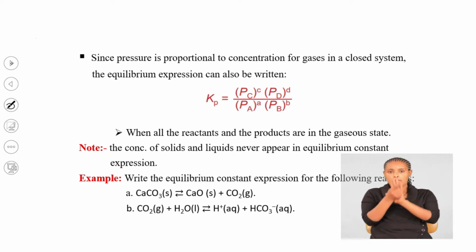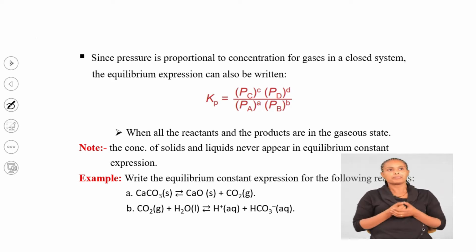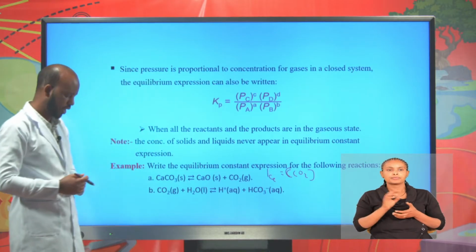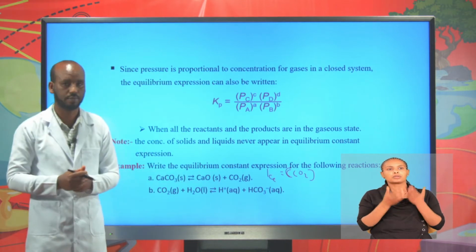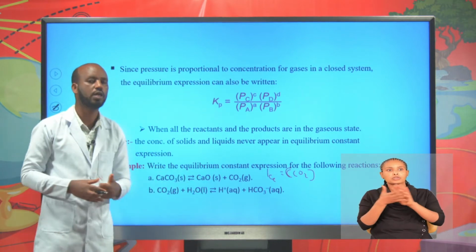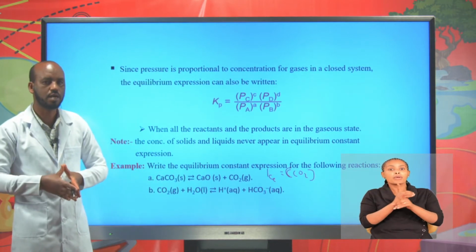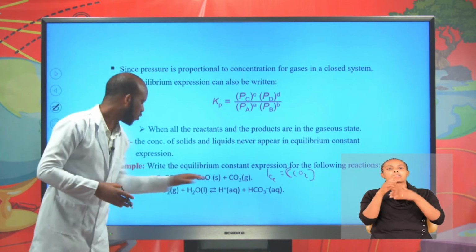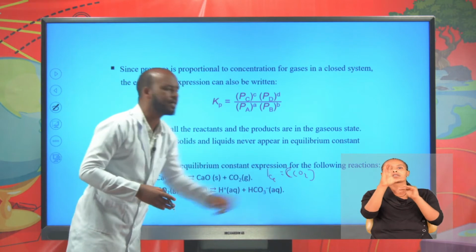For example, write the equilibrium constant expression for the following reactions. Calcium carbonate is in equilibrium with calcium oxide and carbon dioxide. Write the equilibrium constant expression for this reaction. Now Kc for this reaction equals the concentration of carbon dioxide, CO2, raised to its coefficient, which is 1. Note that concentration terms which involve solids and liquids do not appear in the equilibrium constant expression. Therefore, Kc for this reaction is the concentration of carbon dioxide.